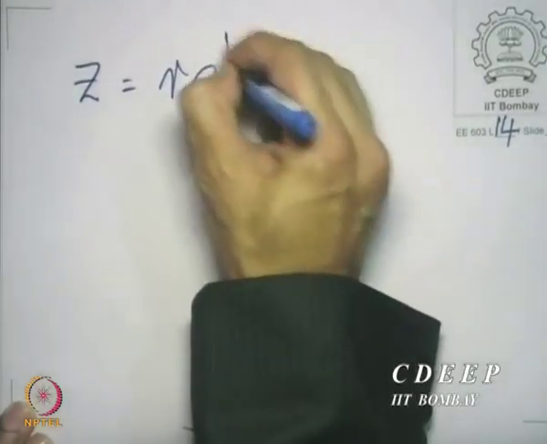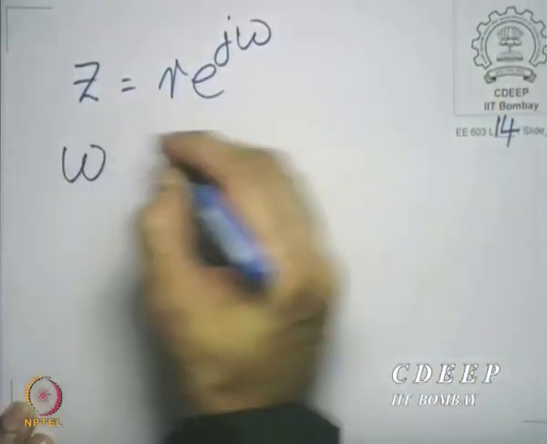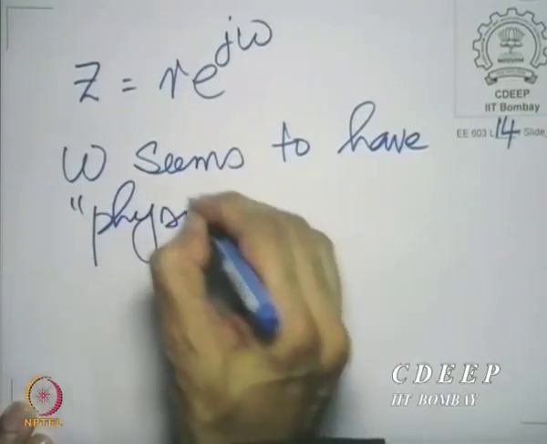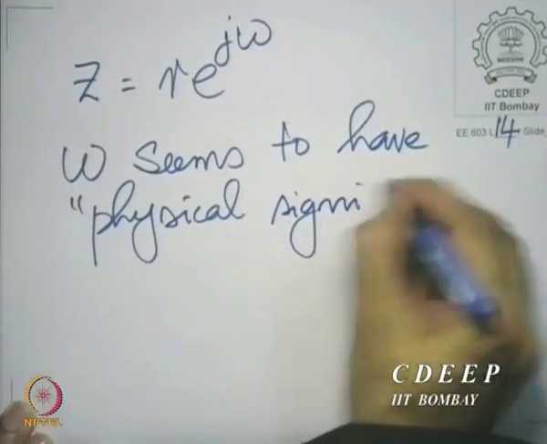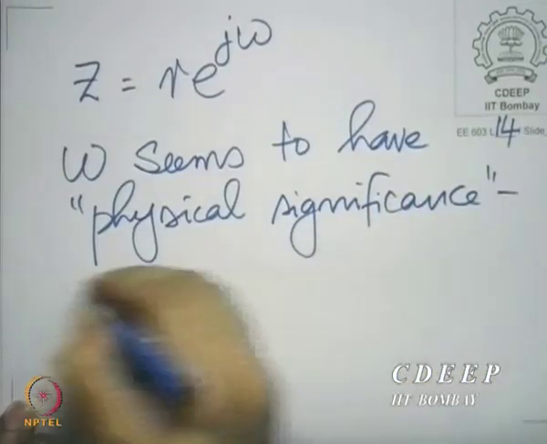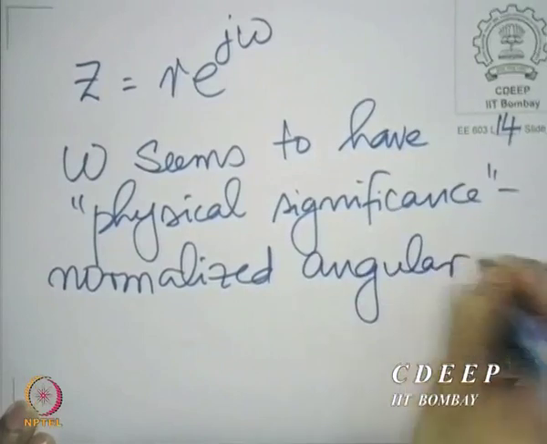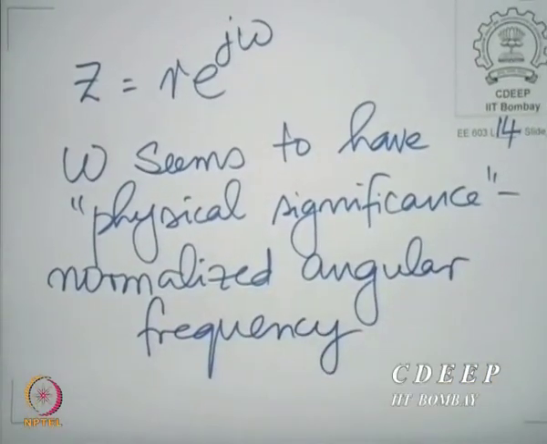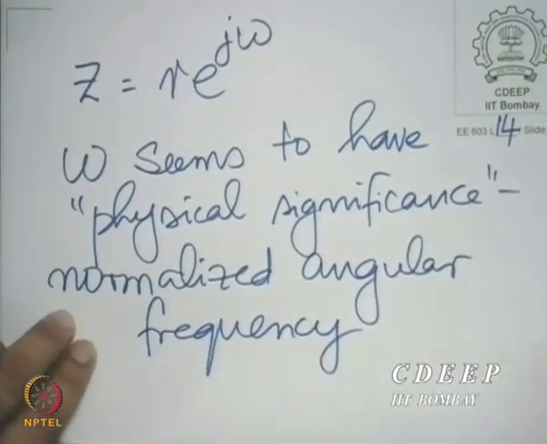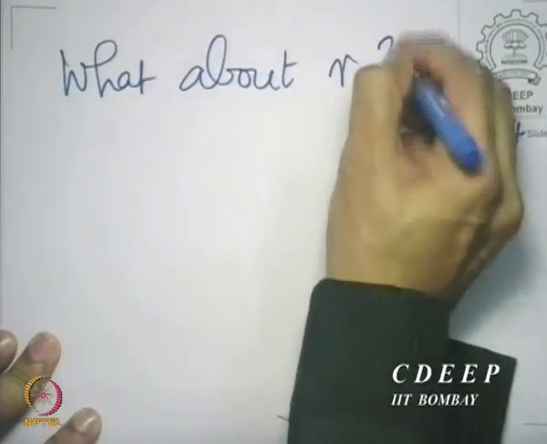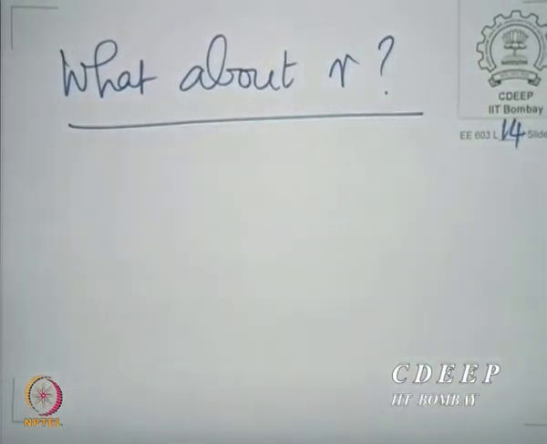We had said that z is of the form r e raised to the power j omega. The question is, omega seems to have a physical significance, and that physical significance is the normalized angular frequency, is it not? However, the question is, does r have a physical significance? r does indeed have a physical significance.